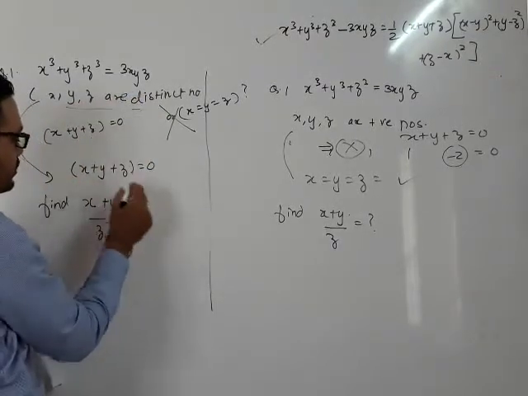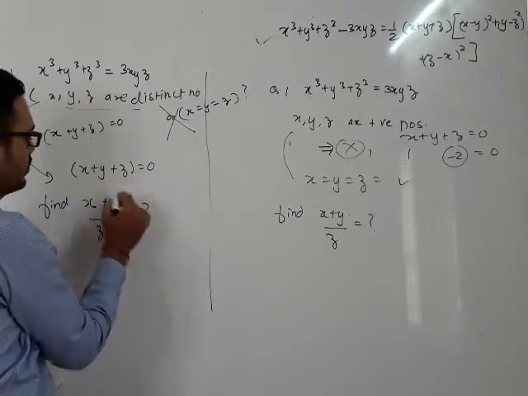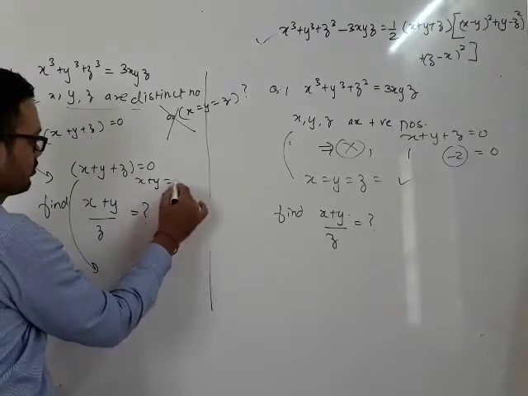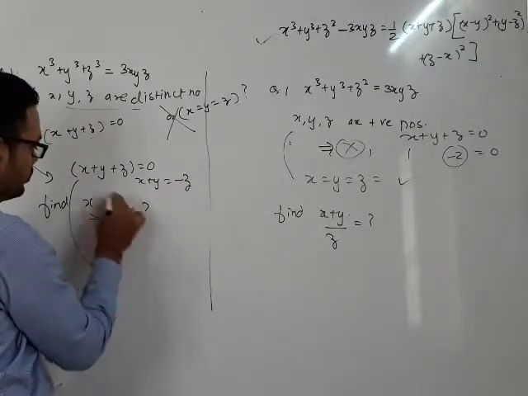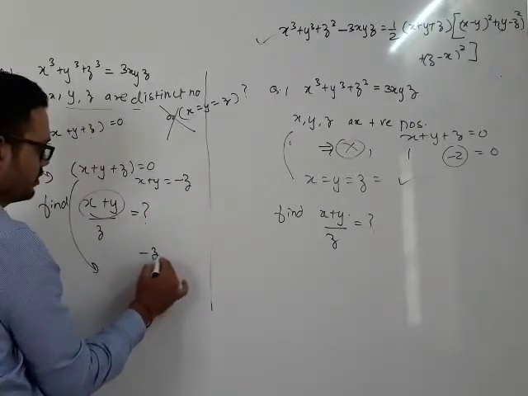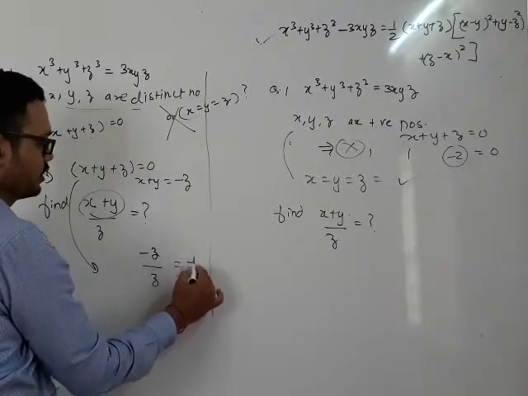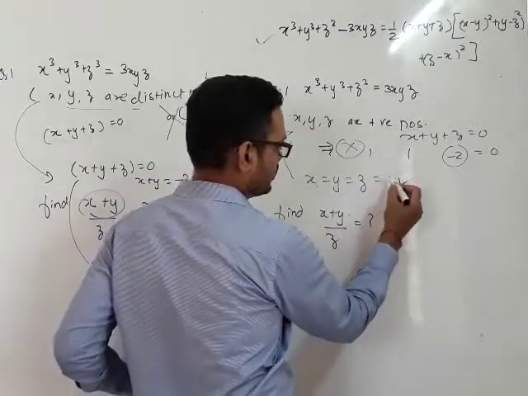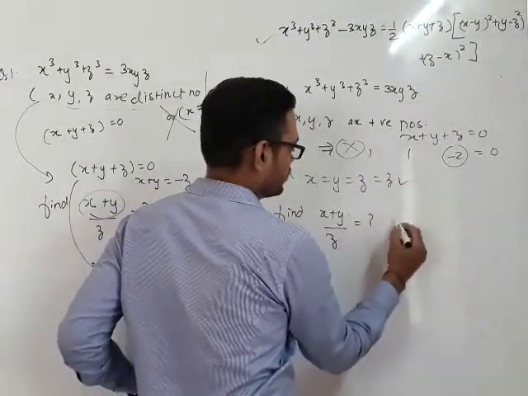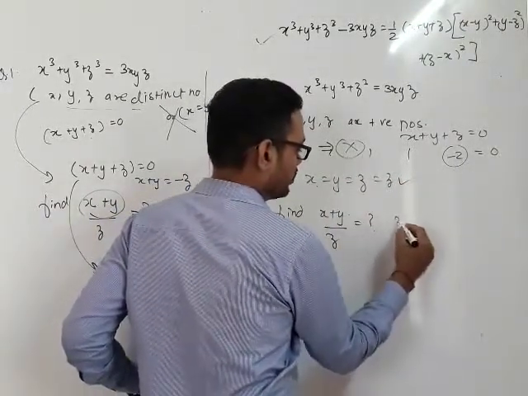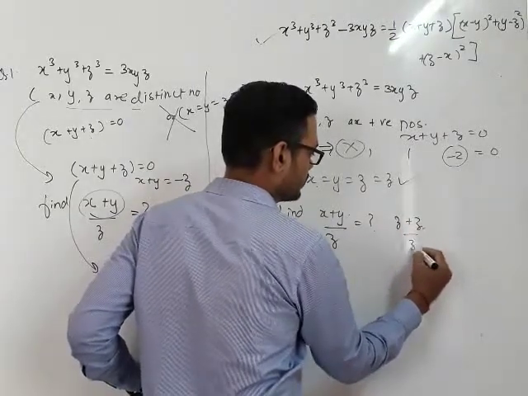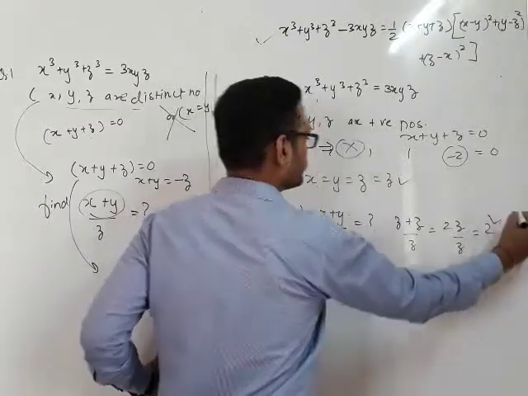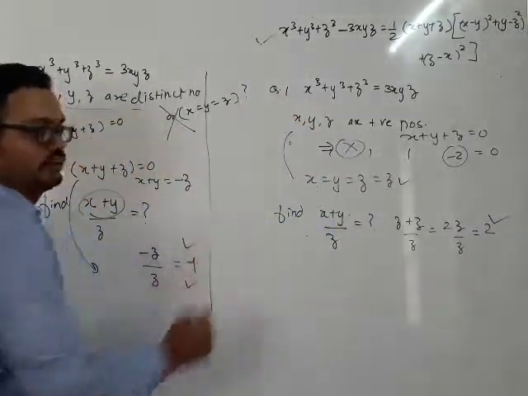So once x plus y plus z is 0, it means what? x plus y is minus z. So let's put the value of x plus y as minus z upon z. Minus 1 is the answer. Here x is equal to y is equal to z. Let us take it as z. So all values are equal. So z plus z upon z, which is 2z upon z, which is 2, is the answer. Here minus 1 is the answer.